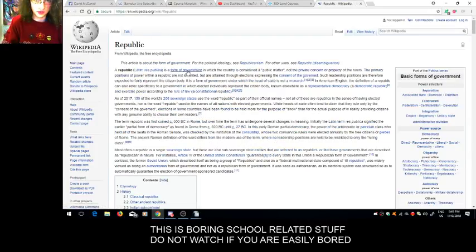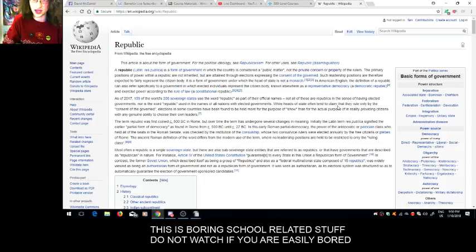What is a republic? It's a form of government in which the country is considered a public matter, not a private concern or property of the rulers. Positions of power within the republic are not inherited, but are attained through elections expressing the consent of the governed. Such leadership positions are therefore expected to be fairly represented in the citizen body. It is a form of government under which the head of state is not a monarch. In American English, republic can also refer specifically to a government in which elected individuals represent a citizen body, known elsewhere as a representative democracy.